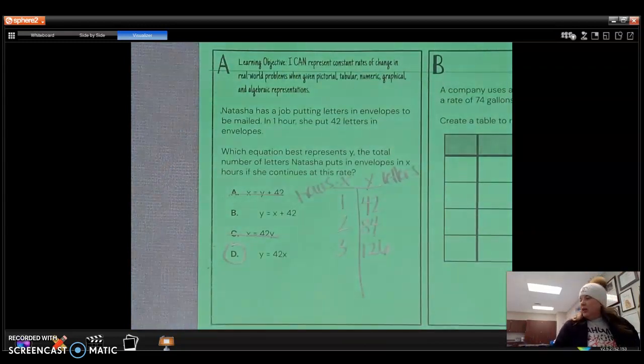Please write your name on it. A lot of you guys are still turning these into me without names on them, so then I can't figure out who they belong to. So please write your name on it right now and put it back in your bucket.